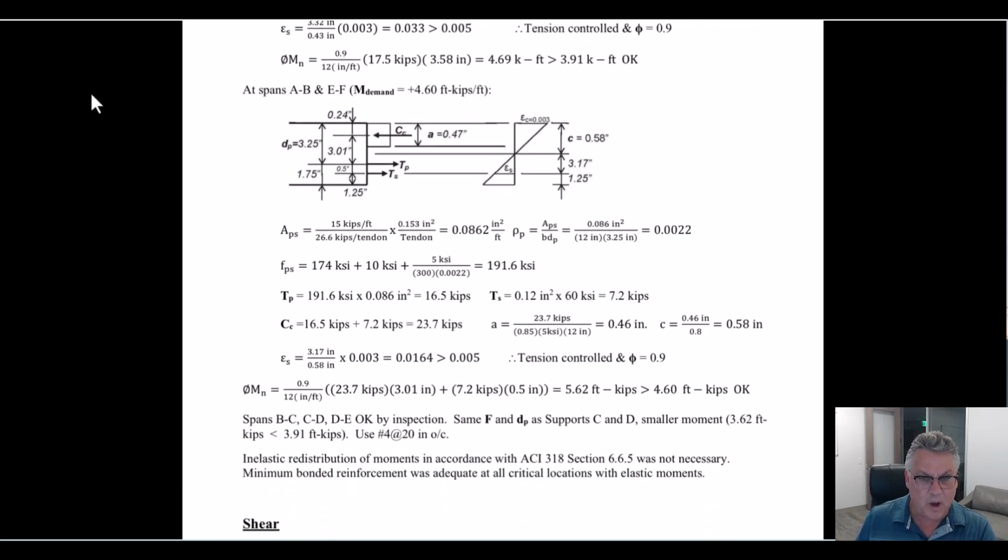Do the same thing at the positive moments, just everything's upside down. I don't even know that I need to go through all this. I think you all can get it. In the first end bay, we have 15 kips per foot with the added tendons. So we have a higher APS. We have a higher rho. We calculate an FPS value of 191.6 there.